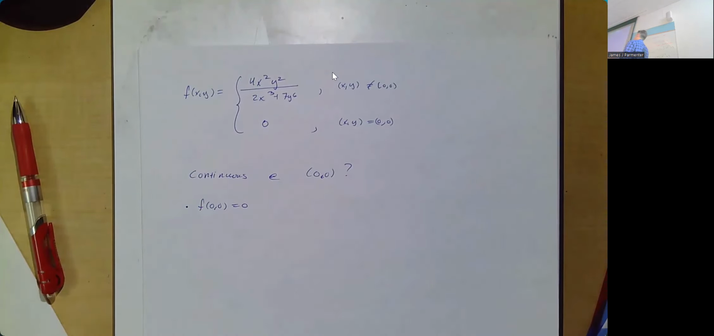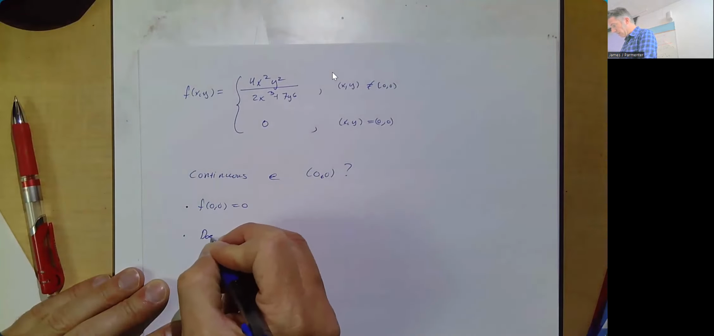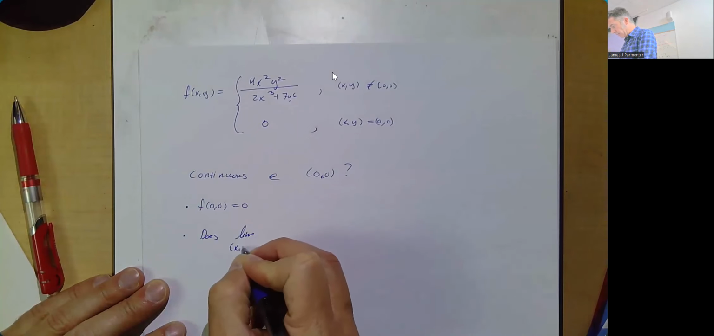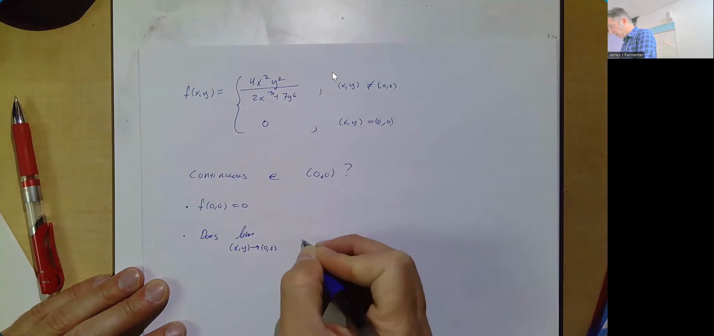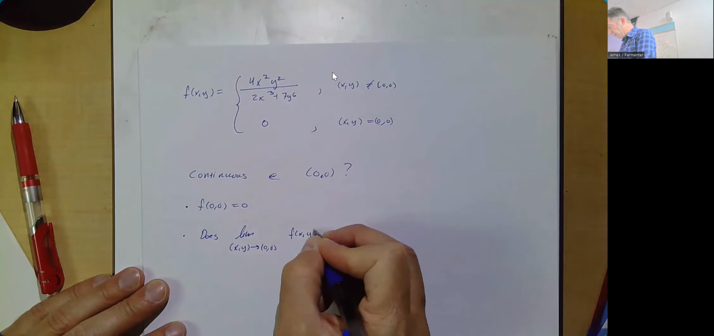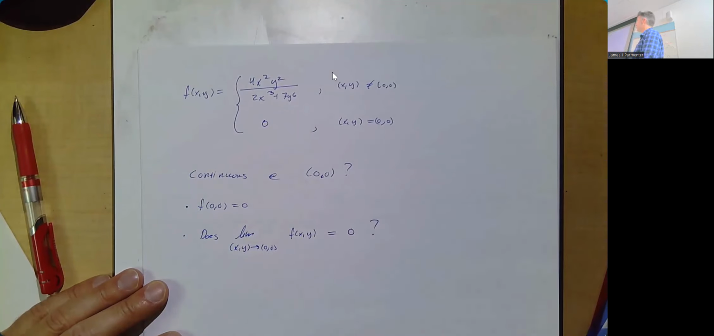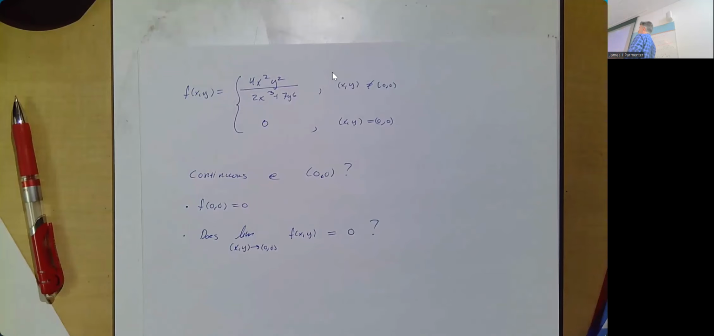The real question, the question that's really always the question in these kinds of problems, is: does the limit exist at the point you're talking about? And also, does it equal the value that we've defined the function to be at that same point? So the question really is, does the limit as x, y approaches 0, 0 of f of x, y equal 0? If the answer is yes, then the function is continuous. If the answer is no, then the function is discontinuous at that point.